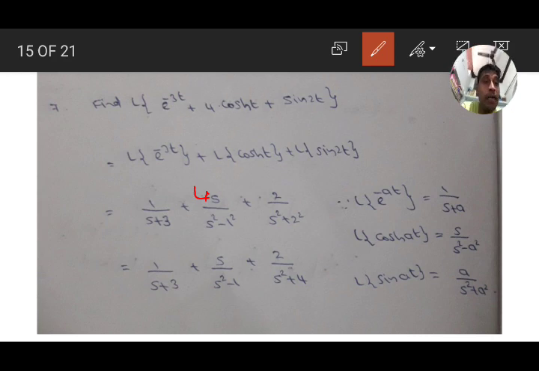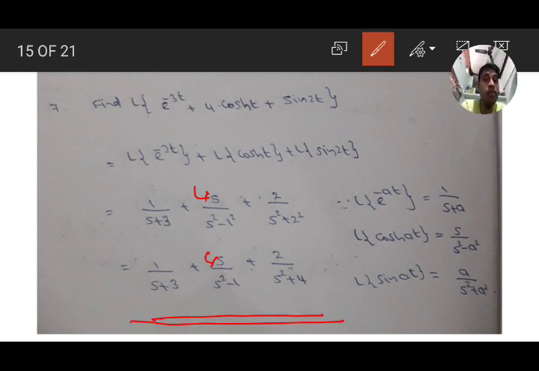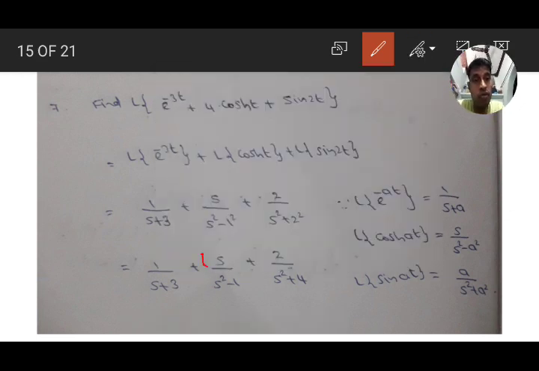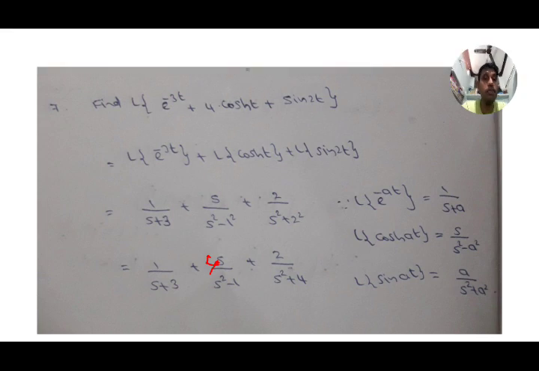4s by s square minus a square, here also we get 4s by s square minus 16. On simplification we get 1 by s plus 3, 4s by s square minus 16, 2 by s square plus 4. Okay, here also, typing mistake, 4s, here also 4 is the coefficient, 4 will come. Okay, 4s. Okay, let us do next.